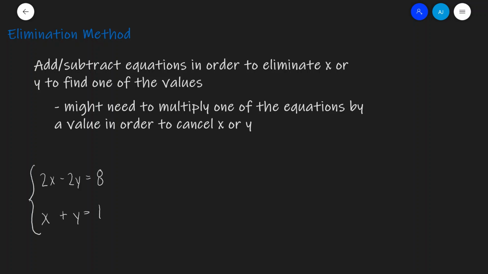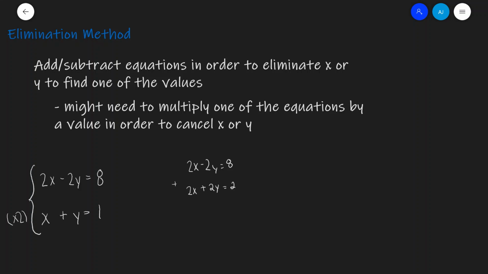So, we have the system of equations 2x minus 2y equals 8, and x plus y equals 1. In this case, we have to multiply one of the equations to cancel out a variable. I'm seeing that there is a factor of 2 between the second equation and the first equation. So if I multiply just the second equation by 2, nothing's changing with the top equation, which stays 2x minus 2y equals 8. But the bottom equation would be 2x plus 2y equals 2.